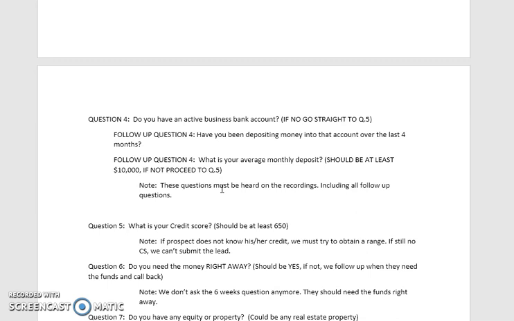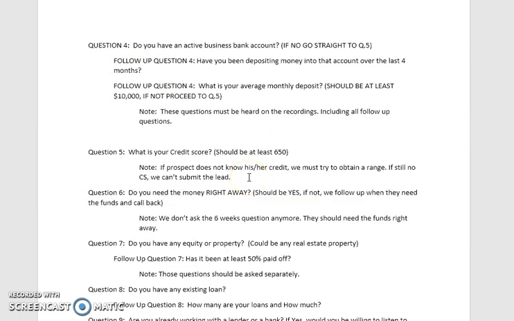Next question. What is your average monthly deposit? Now, again, everyone knows this. It should be at least $10,000. Now, these questions must be heard on the recordings, including the follow-up question, have you been depositing money into that account over the last 4 months? And then average deposit.